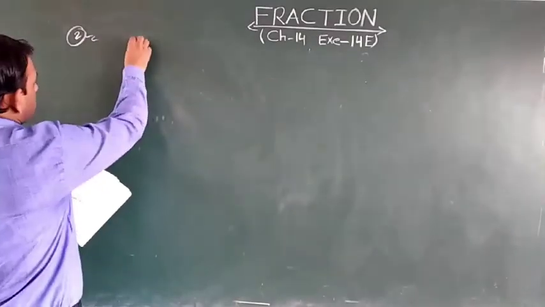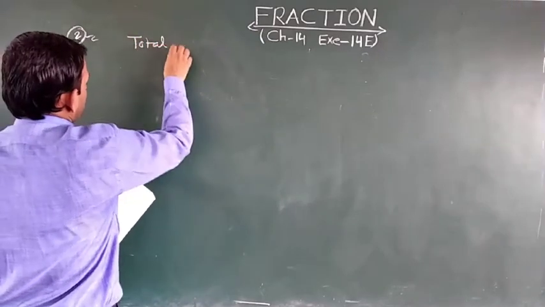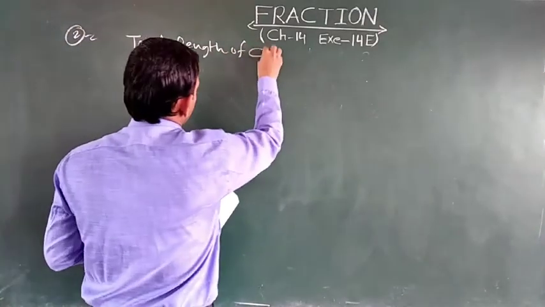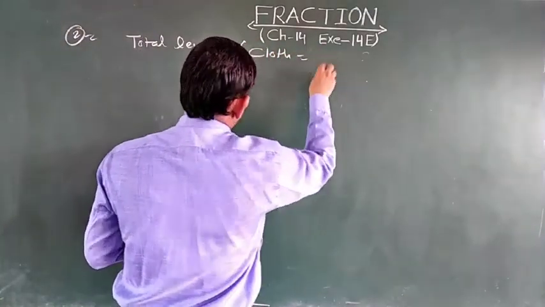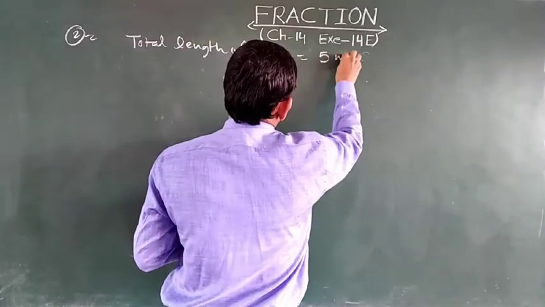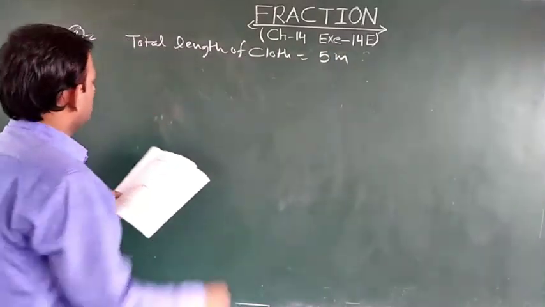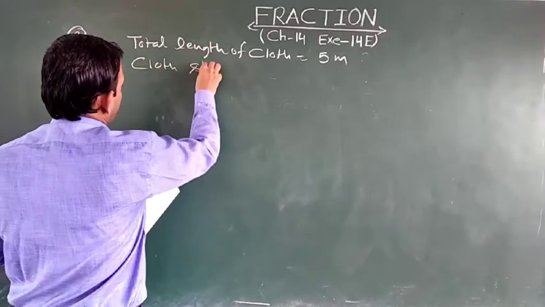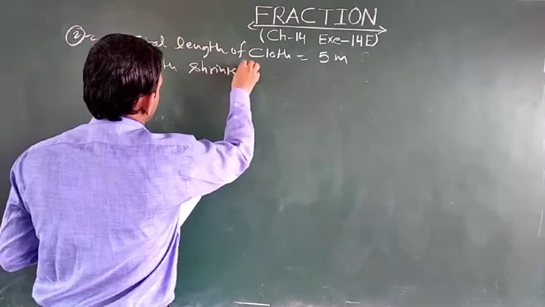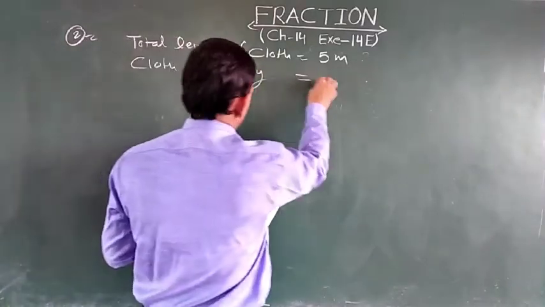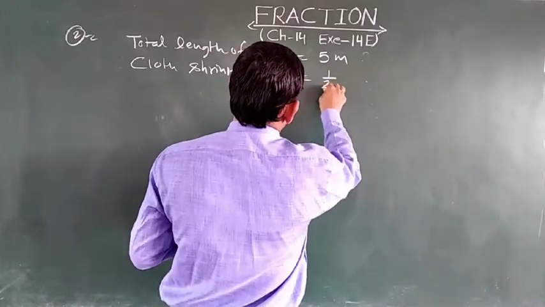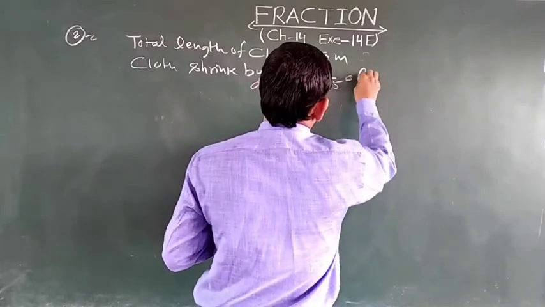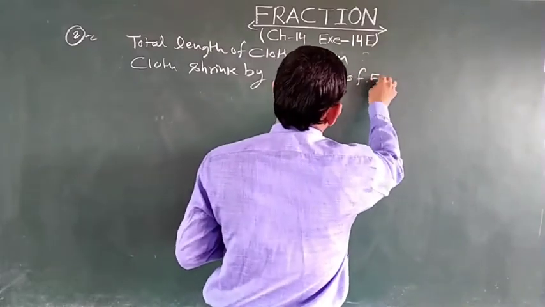The total length of cloth is equal to 5 meter and the cloth shrinks by 1 by 25 of its total length. Okay, of its total length, and total length is 5 meter.